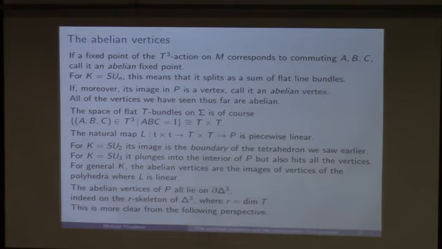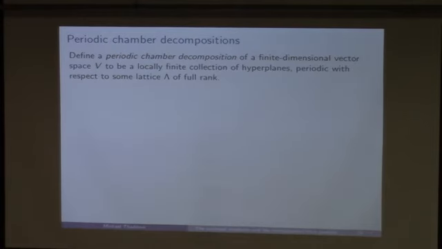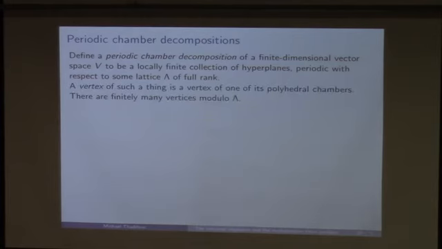And there's a slightly broader way to think about it. Let me define a periodic chamber decomposition of a finite dimensional vector space to be just a locally finite collection of hyperplanes, which is periodic, like a wallpaper pattern, when you translate it by some lattice of full rank. And then a vertex of such a thing, I'll define to be just a vertex of one of the polyhedra that appears as a chamber. And of course, if I mod out by the lattice, then there will be finitely many vertices. I can think of it as like a chamber decomposition of the torus.